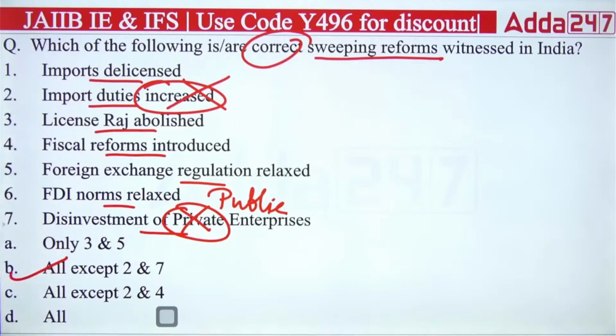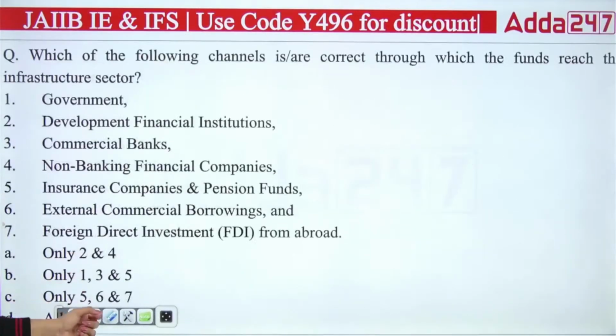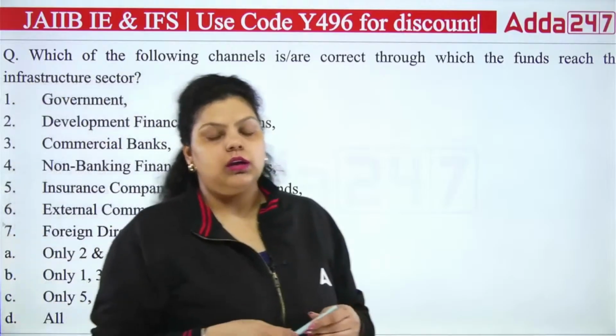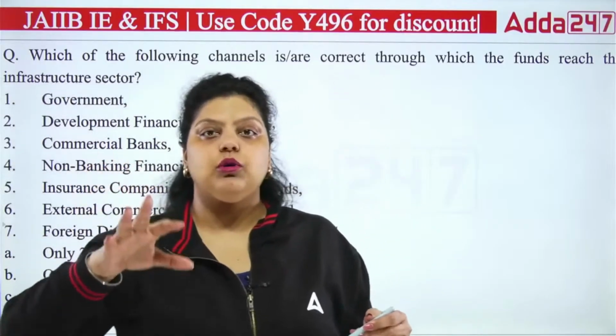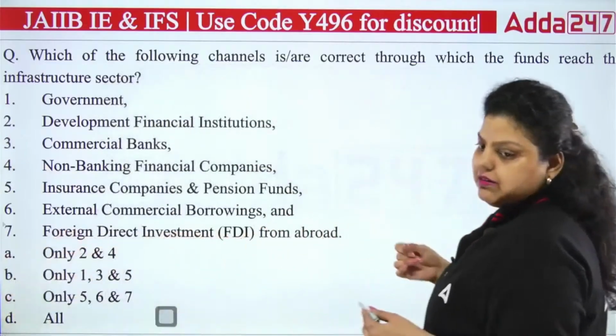Why is everyone going with the D option? The second statement is wrong and the seventh statement is wrong. All the others are correct. So right answer will be your B option. Now, do make sure you read the options and questions very carefully. Minor changes can be made in the options. Like in place of increase, they can put decrease. In place of public, they have given private. So these kinds of minor changes can be made.